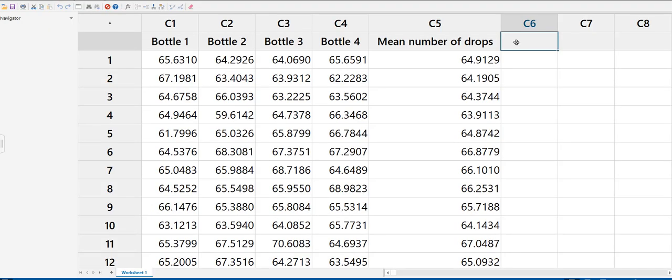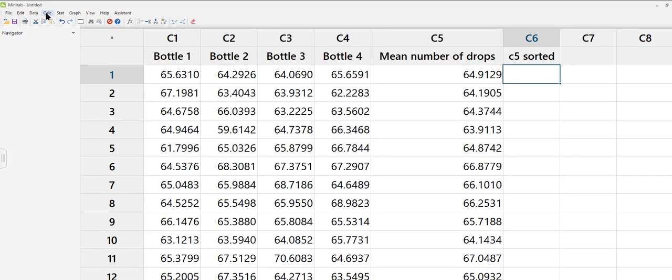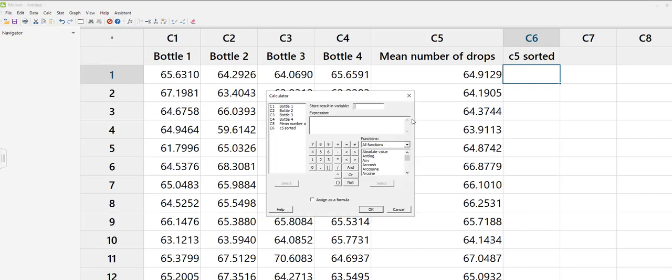All right. So let's go ahead and put this column of means sorted into this one, just to read the number of samples that have mean contents of less than 62. Okay. So let's go to Calc. All right. And then we are going to go to Calculator and we want to put in C6. Okay. And what we want to put in there is the values in the C5 sorted.